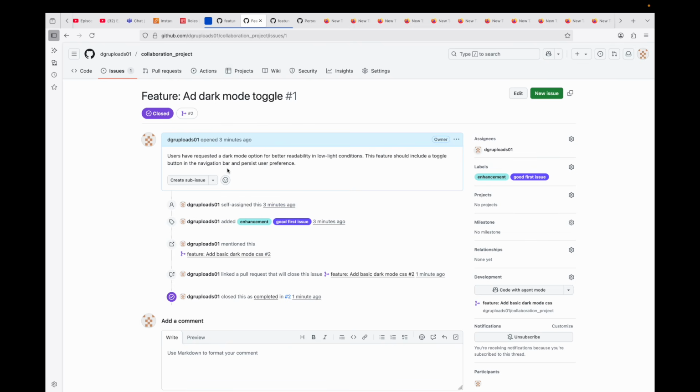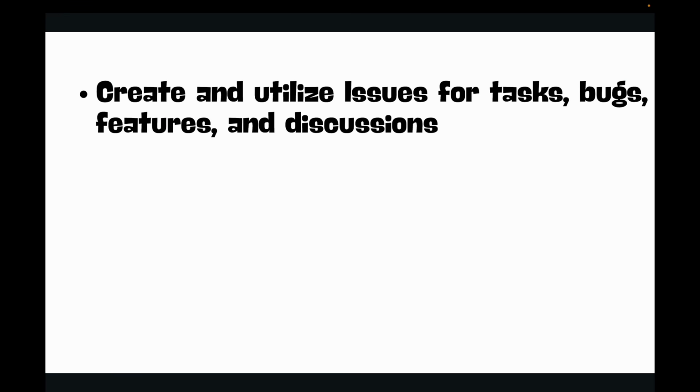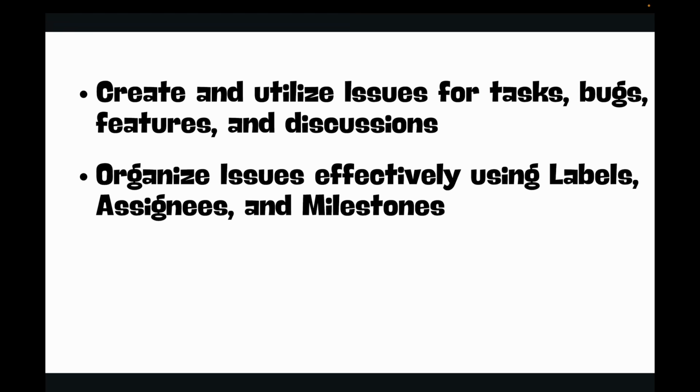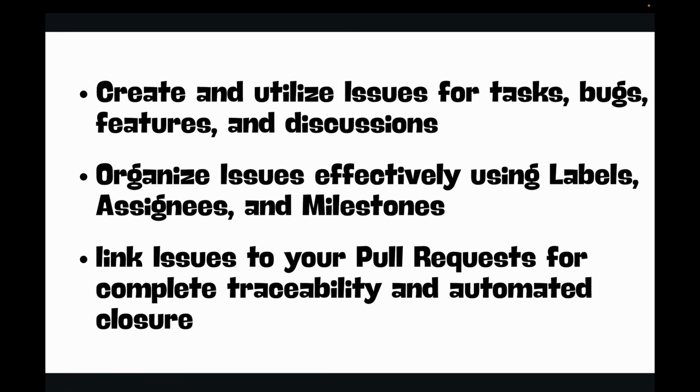Fantastic work. You have just unlocked the power of GitHub Issues, going beyond simple bug tracking to robust project management. You now know how to create and utilize issues for tasks, bugs, features, and discussions. Organize issues effectively using labels, assignees, and milestones. And most importantly, link issues to your pull request for complete traceability and automated closure. This skill transforms GitHub from just a code hosting platform into a comprehensive tool for collaborative development.